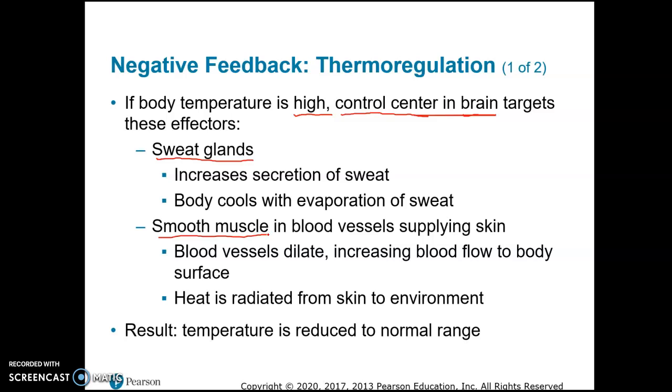The smooth muscle is found in the walls of the blood vessels. And so the blood vessels are going to dilate, and that's going to increase blood flow to the surface of the skin where heat is released into the environment. Heat is radiated from the surface of the skin into the environment. And these things are going to cause the body temperature to lower.